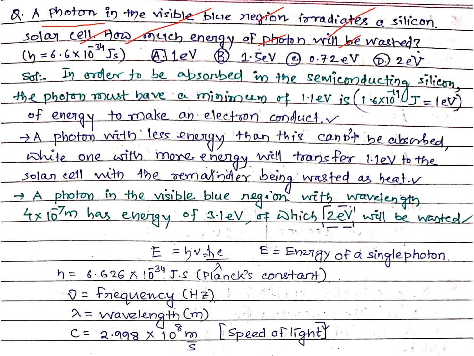Okay, so here we are asking about the wasted energy. In order to be absorbed in the semiconductor silicon, the photon must have a minimum of 1.1 electron volt. So what is the concept behind this? Before I proceed, I would like you to understand the concept behind it.